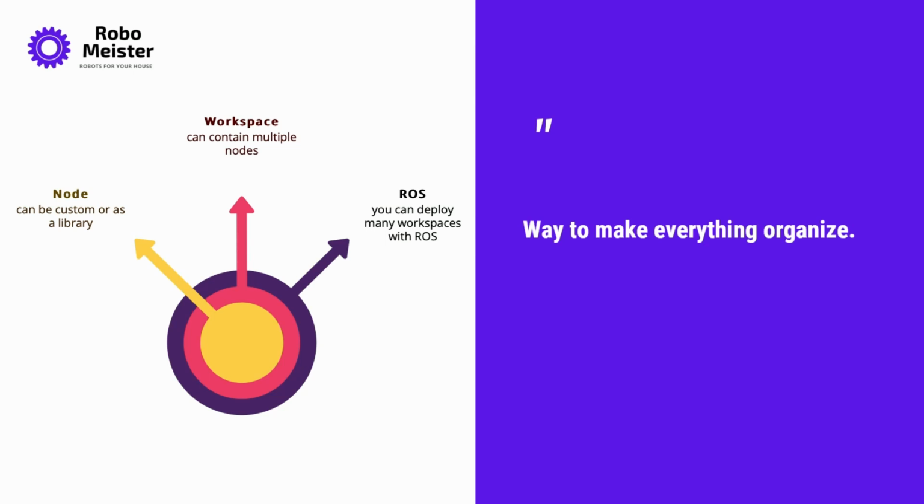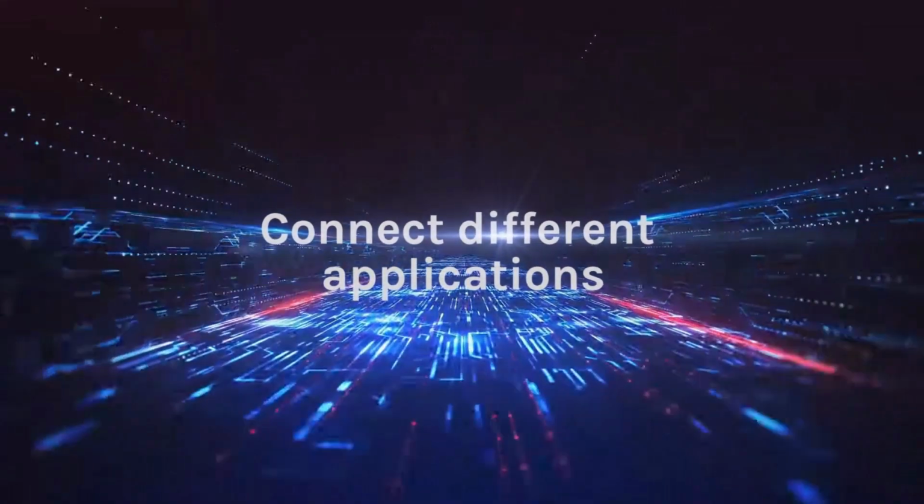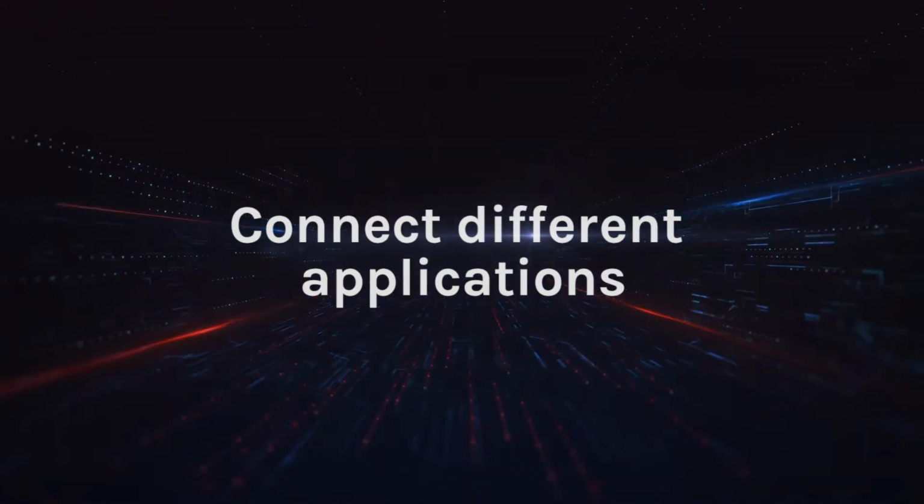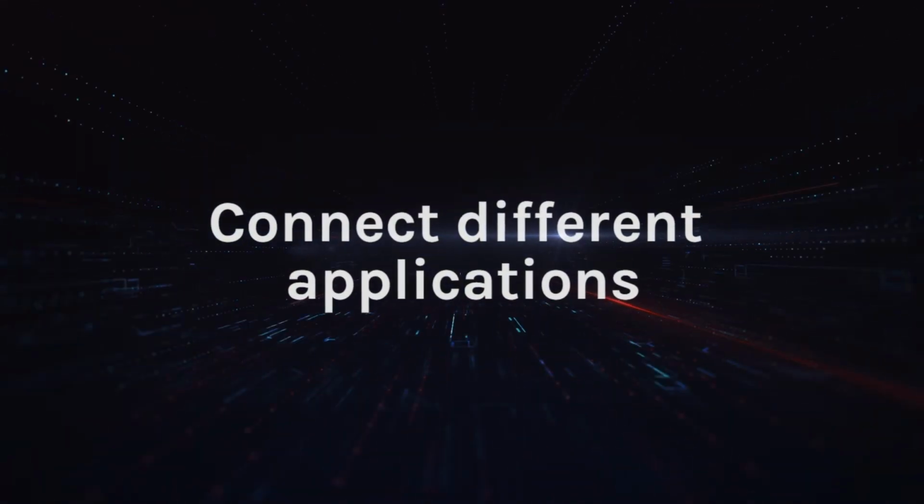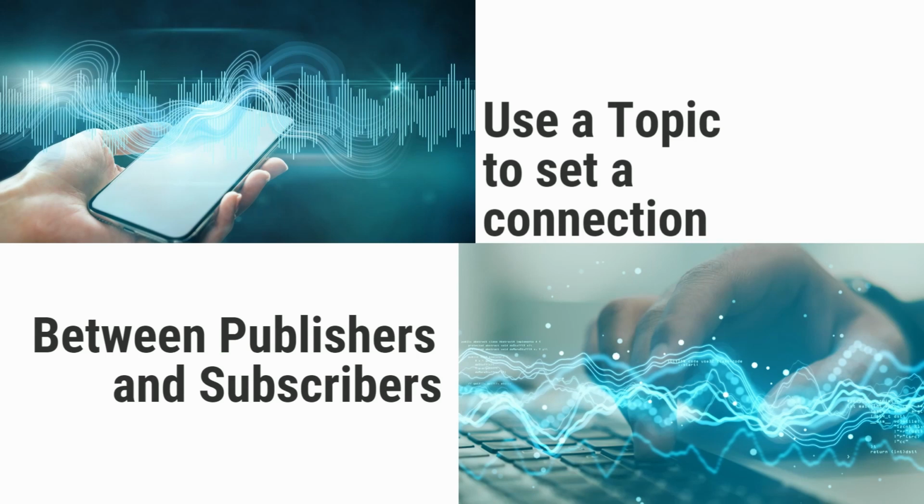ROS nodes may communicate between themselves and use each other to create a better structure. To be able to communicate between nodes, we need topics. The topic is a name for a channel to communicate between subscribers and publishers. ROS allows communicating through a topic to exchange information between nodes.